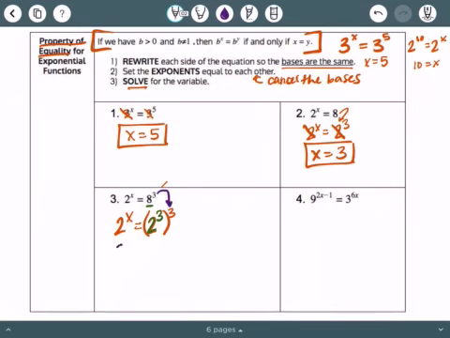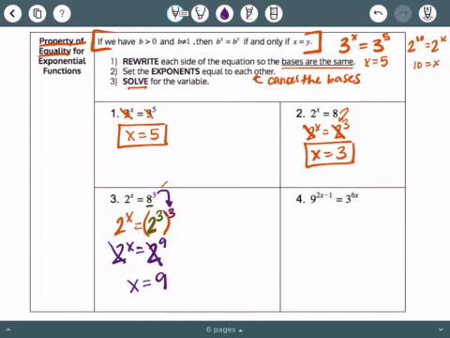So the 8 is the 2 to the 3rd, and the 3 is this guy right here. So I have 2 to the x, and then I have 2 to the 3rd, all to the 3rd power. That means 3 times 3, 2 to the 9th power. That means in this case I can cross out my 2's. I get x equals 9.